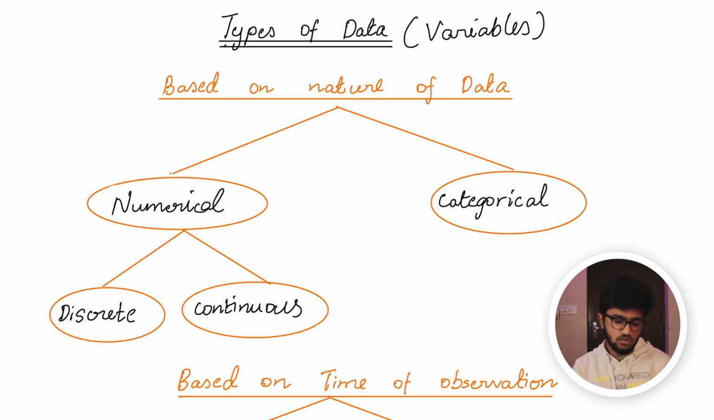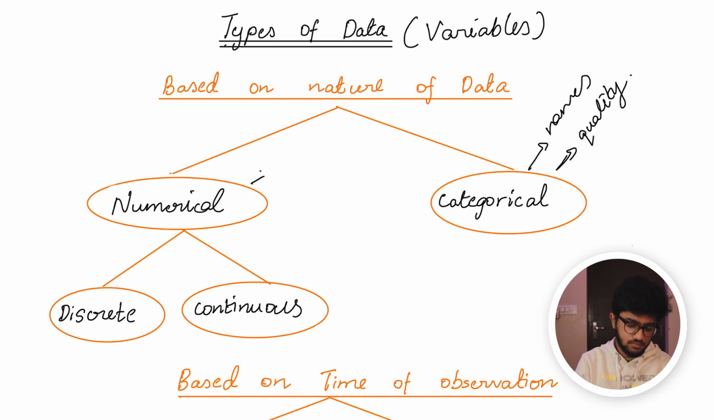First thing, based on the nature of data, it can be classified as numerical and categorical. Categorical data generally refers to the names, or it just describes the quality of the data. On the other hand, we have numerical data. If we can quantify the data, then it is known as numerical. It usually represents the quantity. The numerical data can be further classified into discrete and continuous.